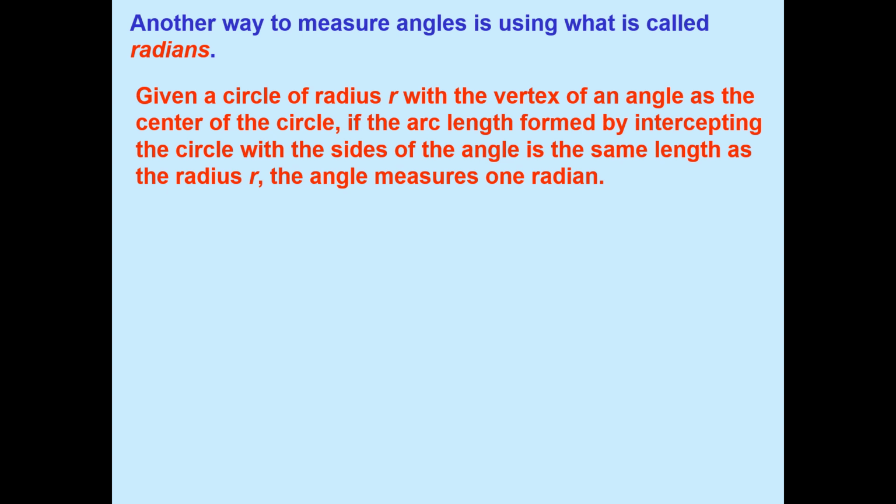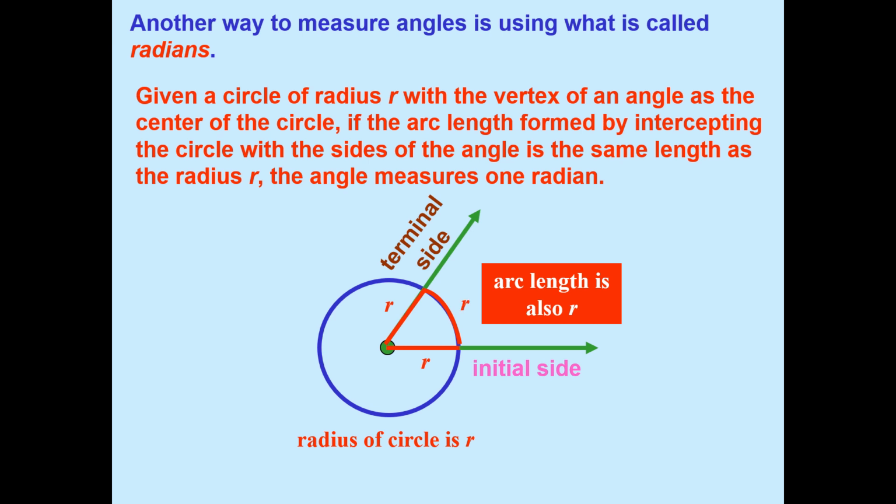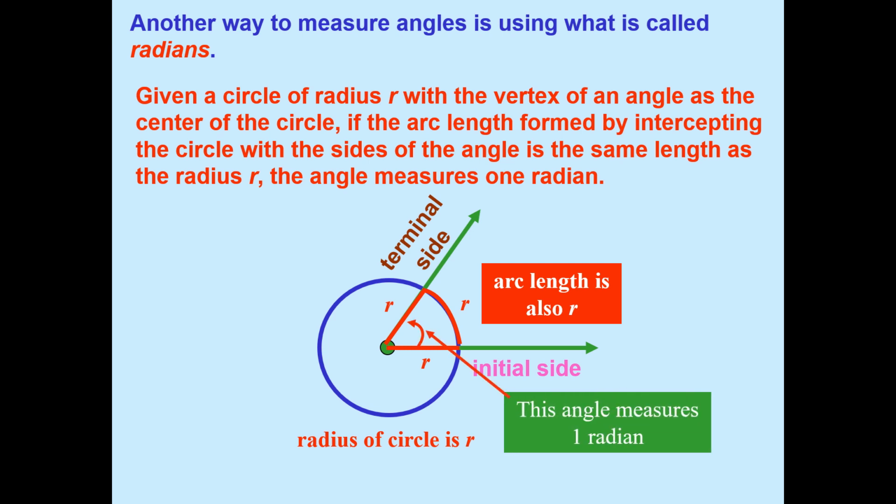Given a circle of radius r and the vertex of an angle as the center of the circle, if the arc length formed by the intercepting angle circle with the sides of the angle is the same length as the radius r, that is the measure of 1 radian. That arc length is also length r. And this angle measures 1 radian.